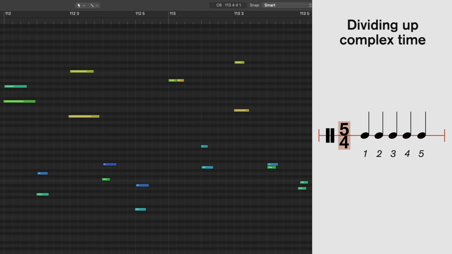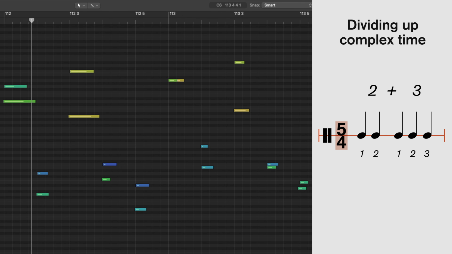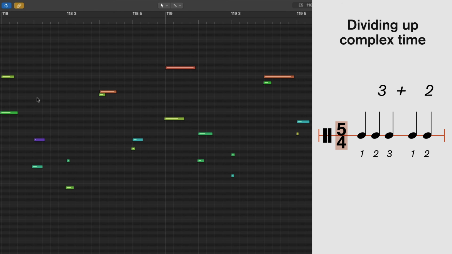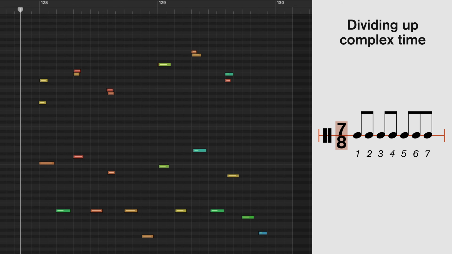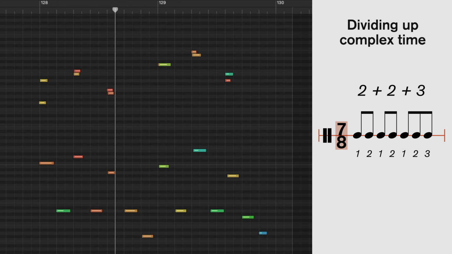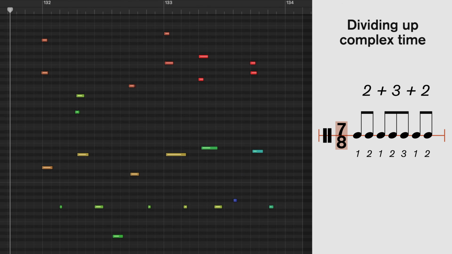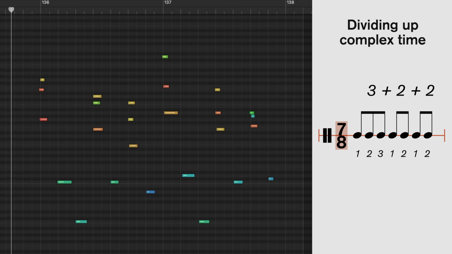Dividing up 5/4 could be a 2 plus 3, or a 3 plus 2. Likewise, 7/8 could be grouped 2 plus 2 plus 3, 2 plus 3 plus 2, or 3 plus 2 plus 2.